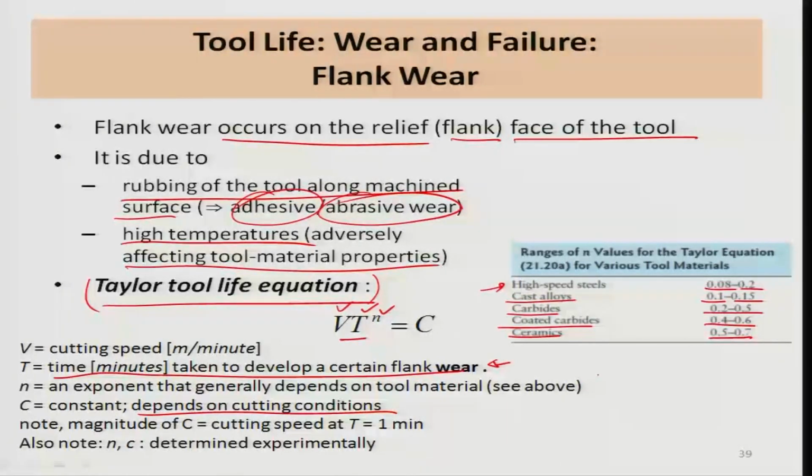So, obviously, as the n is more and more, you can see that the tool material is getting harder and harder. Okay. And the only difference is in case of cast alloys versus high speed steel, which comes here.